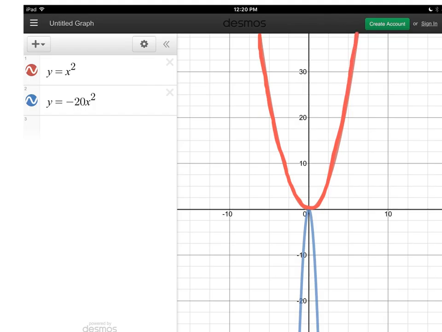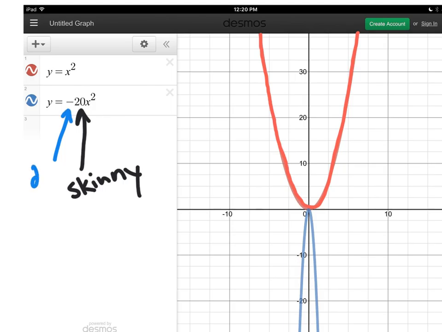Now you'll notice our new transformation actually opens downwards. It's a frowny face instead of a smiley face. So why is that? Well, it's because of that negative sign. In a previous video, we learned that multiplying by 2 would make it skinny, but that negative sign makes it go down.